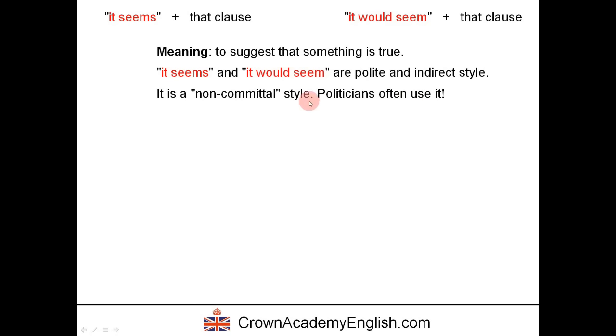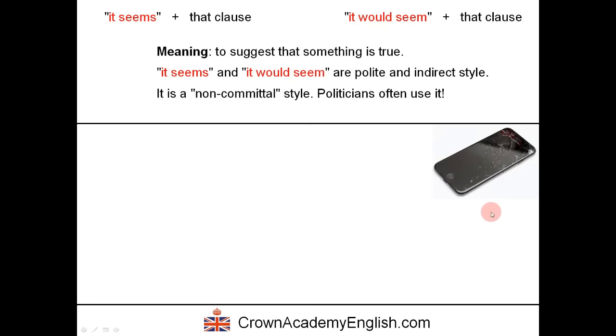So a non-committal style means that we say something is true, but we are not saying that we are definitely right. We're not saying it's 100% certain. We are not committed to the idea, which is why politicians often use it, because politicians are always scared of being wrong. They don't want people saying to them later that they were wrong, so they like talking in a non-committal style.